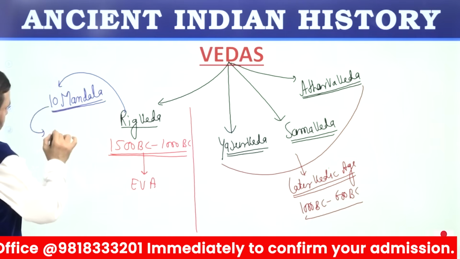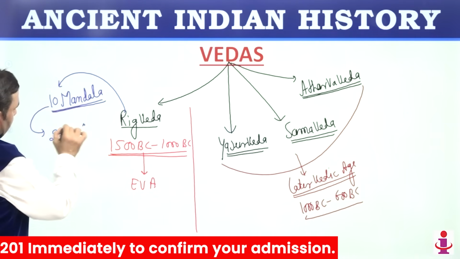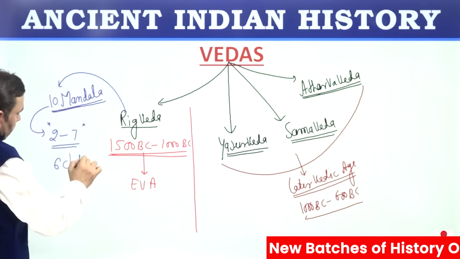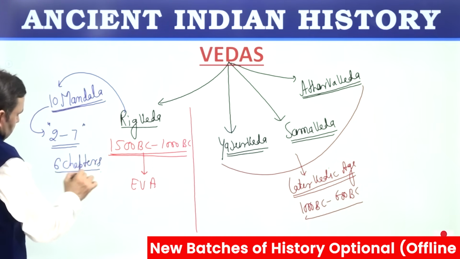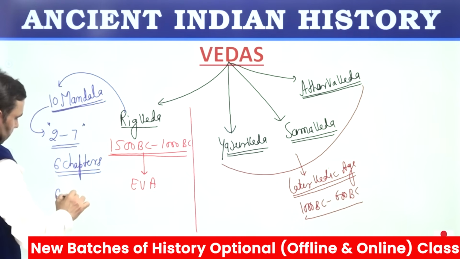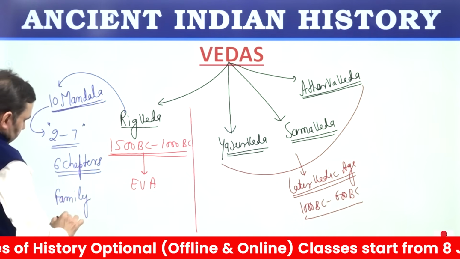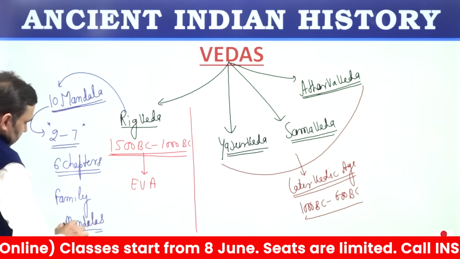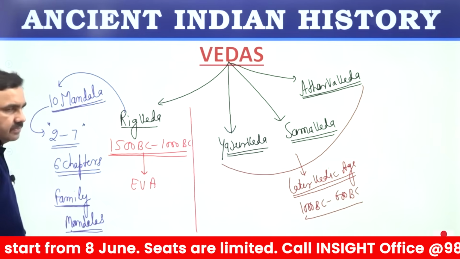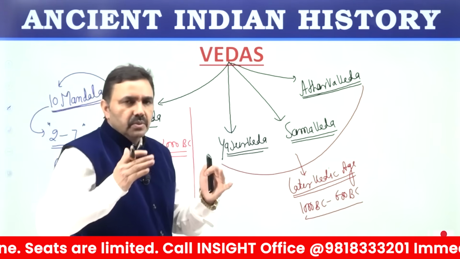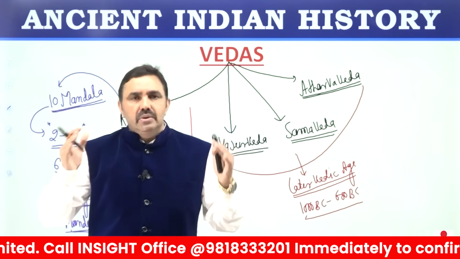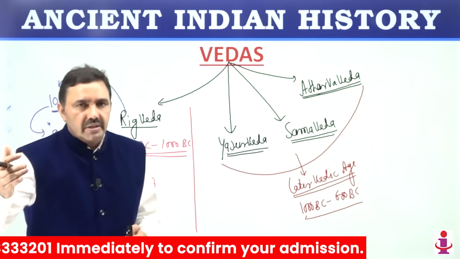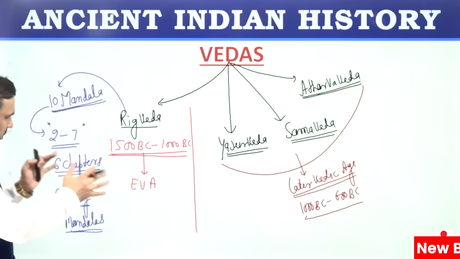Out of these, chapter number 2 to chapter number 7, how many chapters? Total 6 chapters are oldest, and these are known as family mandalas. Why family mandalas? Because these mandalas were composed by specific families of priests. So some families of priests were composing them over centuries. These were composed orally. For example, Om Bhur Bhuva Swah, Tat Savitur Varenyam, Bhargo Devasya Dhimahi, Dhiyo Yo Nah Prachodayat. So this is one of the hymns.